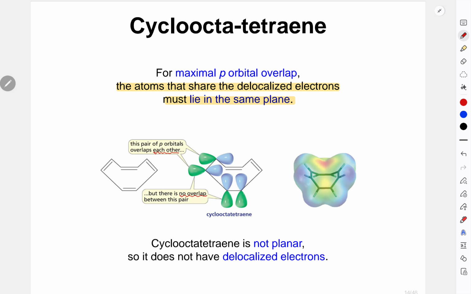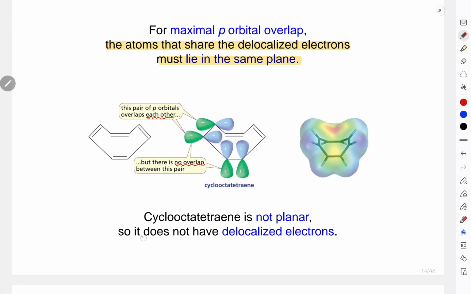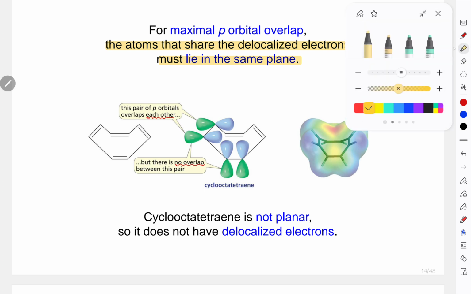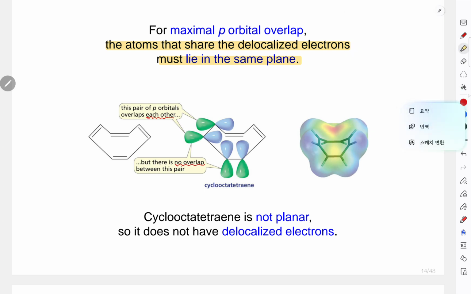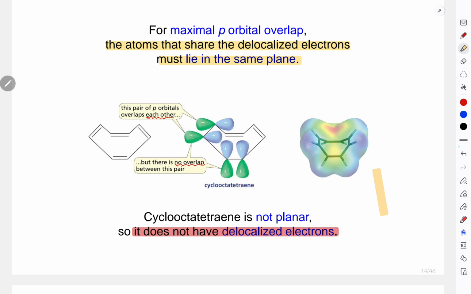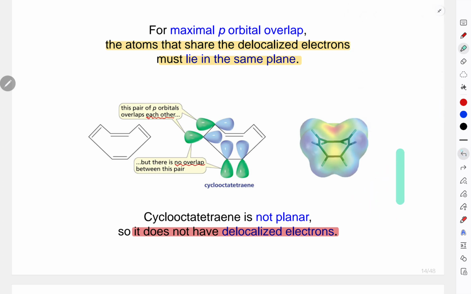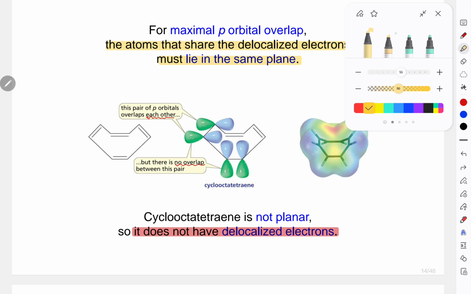You can maybe expect the overlap of this blue lobe in the p orbitals, but these green ones are located quite far away from each other, so they cannot interact. They cannot overlap. So you can identify this as localization of the electron, relatively speaking. Cyclooctatetraene is not completely planar, so it does not have full delocalization; rather you have somewhat localized electrons here and there. It's unlike benzene, which has full delocalization.